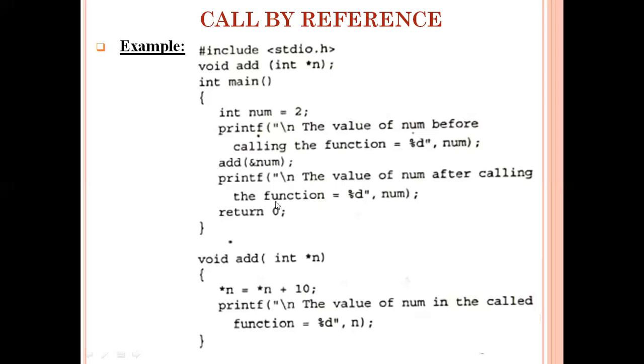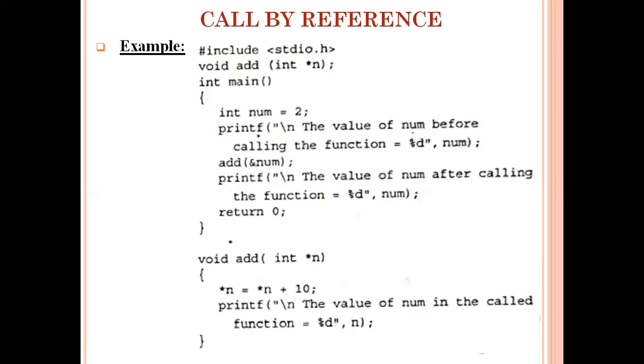After completing this execution, we again display the value of the number after calling the function. So after calling the function, compared to before calling the function, there was no change in the variable value.